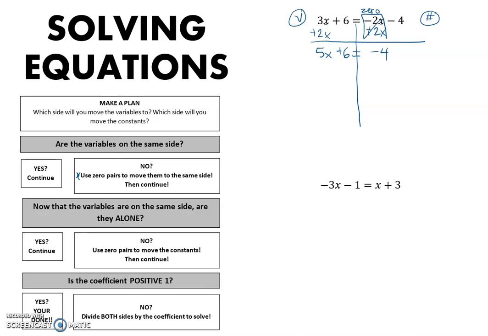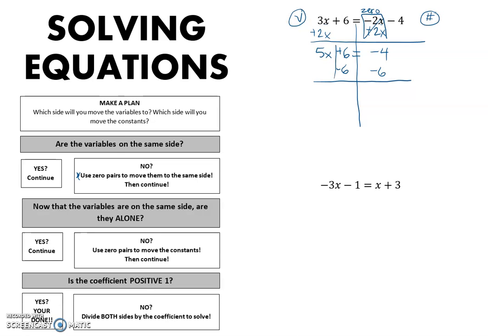Are they alone? They're not alone. We have that plus 6 over here. So use 0 pairs to move the constant. So 6, positive 6, I'm going to subtract 6. Plus 6 minus 6 is 0. And I have to do the same thing on the other side. I always have to balance. Whatever you do to one side, exact same thing to the other side.